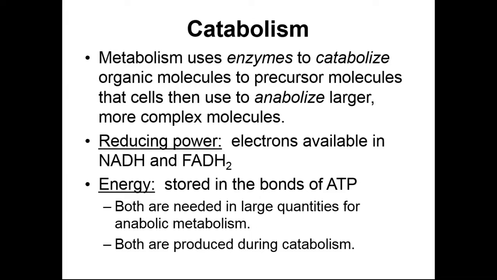So, there are two big categories of chemical reactions in cells. We have catabolic chemical reactions and anabolic chemical reactions. To review briefly, catabolic chemical reactions are when we take big molecules and we break them down into smaller molecules. This releases energy. Anabolic chemical reactions are when we take smaller molecules and combine them together to make a bigger end product.